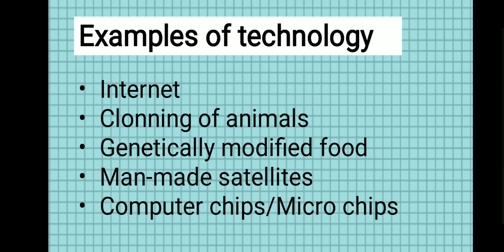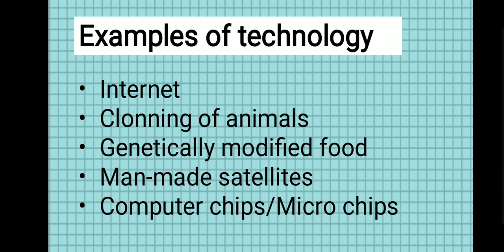The first example is the internet that you are using right now and getting benefit from. And then cloning of animals. Cloning means to make exact copies. So making exact copies of animals also comes under technology. And then genetically modified food.